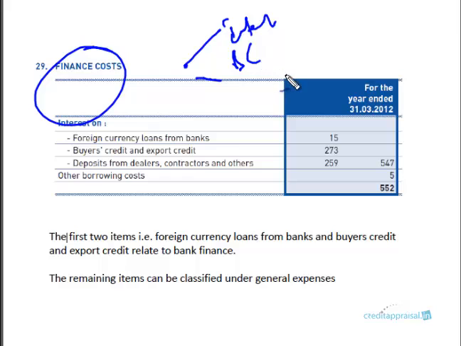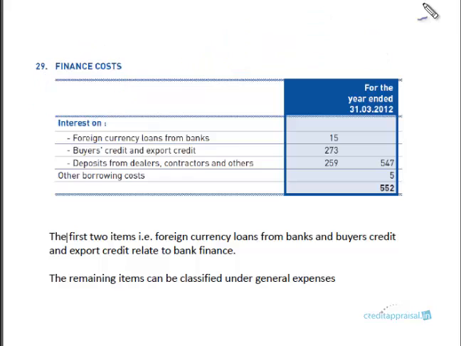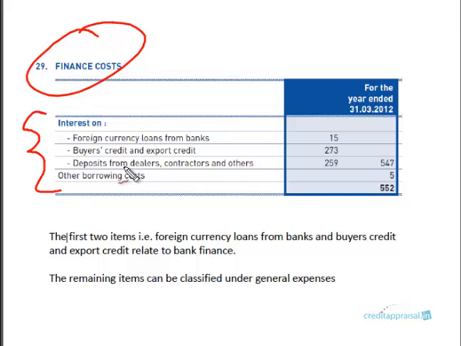So we discussed in that chapter on selling and general expenses, interest will be going to the interest part in the CMA, and bank charges has to go into the selling general expenses. This we are going to see in this example of Maruti Suzuki. Here we can see that finance cost is broken down into these segments: interest on foreign currency loans from banks, buyer's credit and export credit, deposit from dealers, contractors and others, and other borrowing costs. So in the interest under the CMA, there is a row called interest.